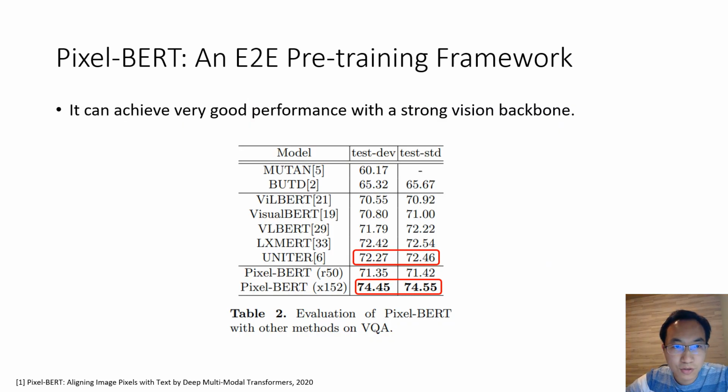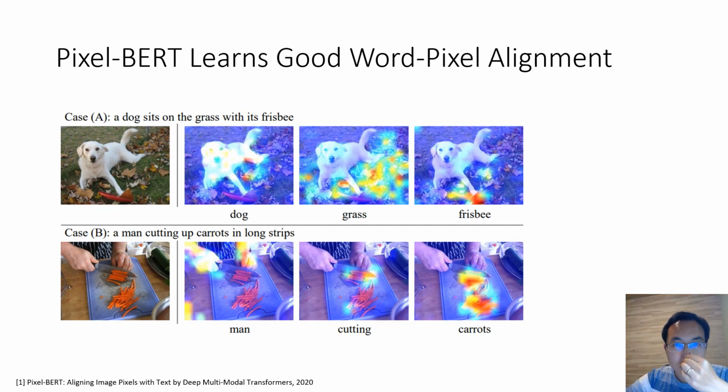So the results are very strong. Pixel-BERT achieves very good performance with a strong vision backbone. As you can see, back then in early 2020, the VQA performance had already been pushed to 74.55. So it is very strong performance. They also show that Pixel-BERT learns very good word-pixel alignment. For example, in the top figure, dog, grass, frisbee, they all align quite well with the image pixels.